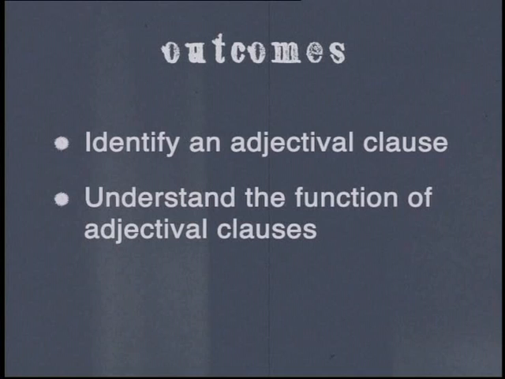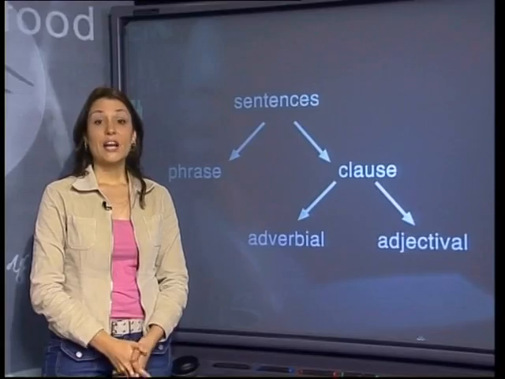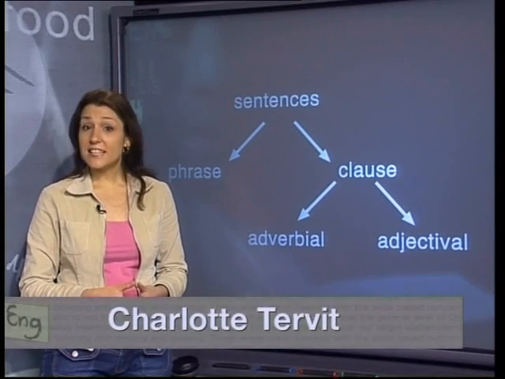By the end of this lesson, you will be able to identify an adjectival clause and understand the function of adjectival clauses. A clause is a group of words that contains a finite verb. A clause sometimes behaves like a part of speech. Remember, all sentences have at least one clause, and you can spot the clause because it has a finite verb in it. Remember the mind map we looked at last time?